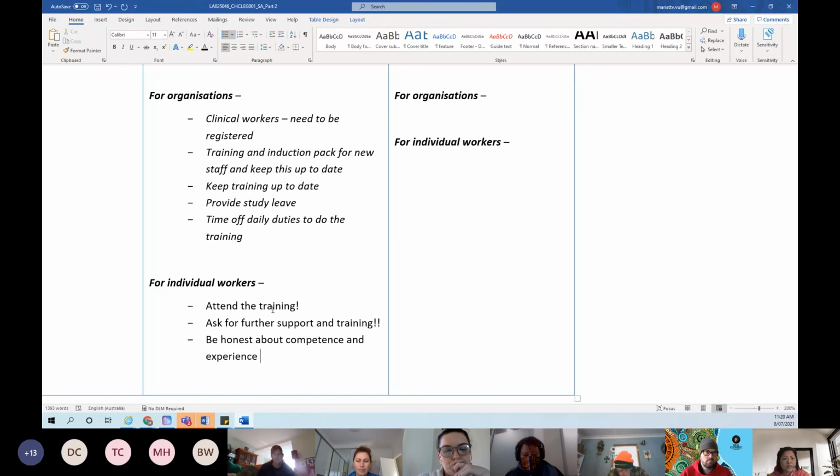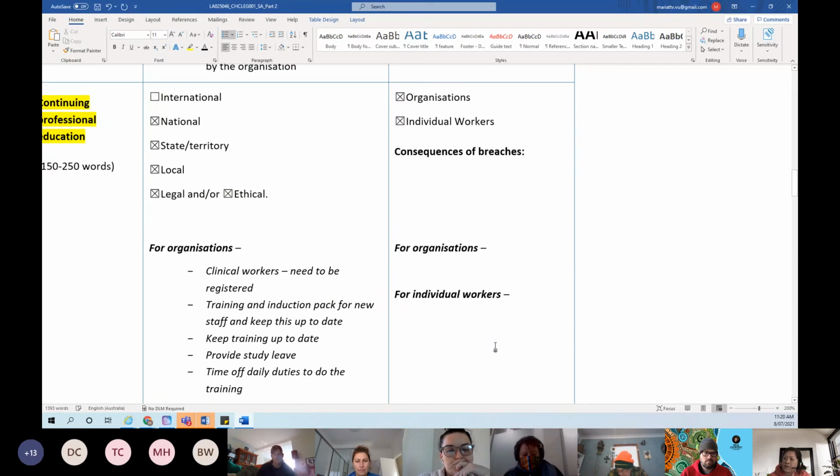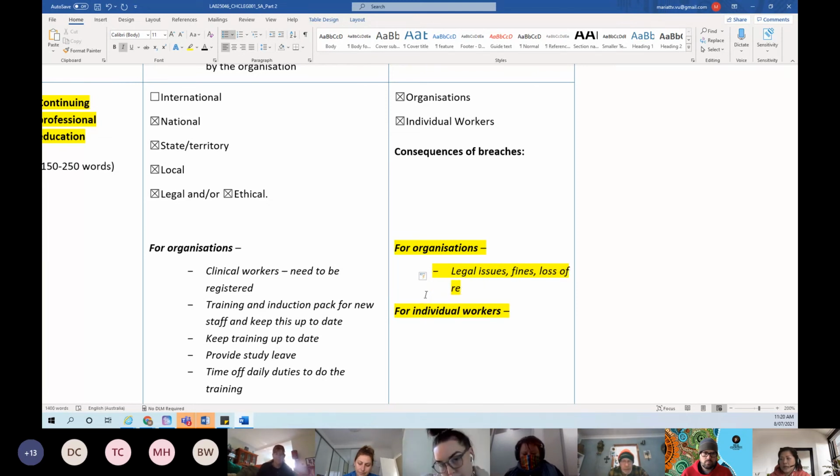That's my responsibility as an employee of the organisation, right? Because what are the consequences, team? If we don't do any of this, what do you think is the consequence for the organisation and for the individual? The organisation could have workplace accidents and face legal issues, fines, loss of reputation once again. You could have injury to workers and clients.